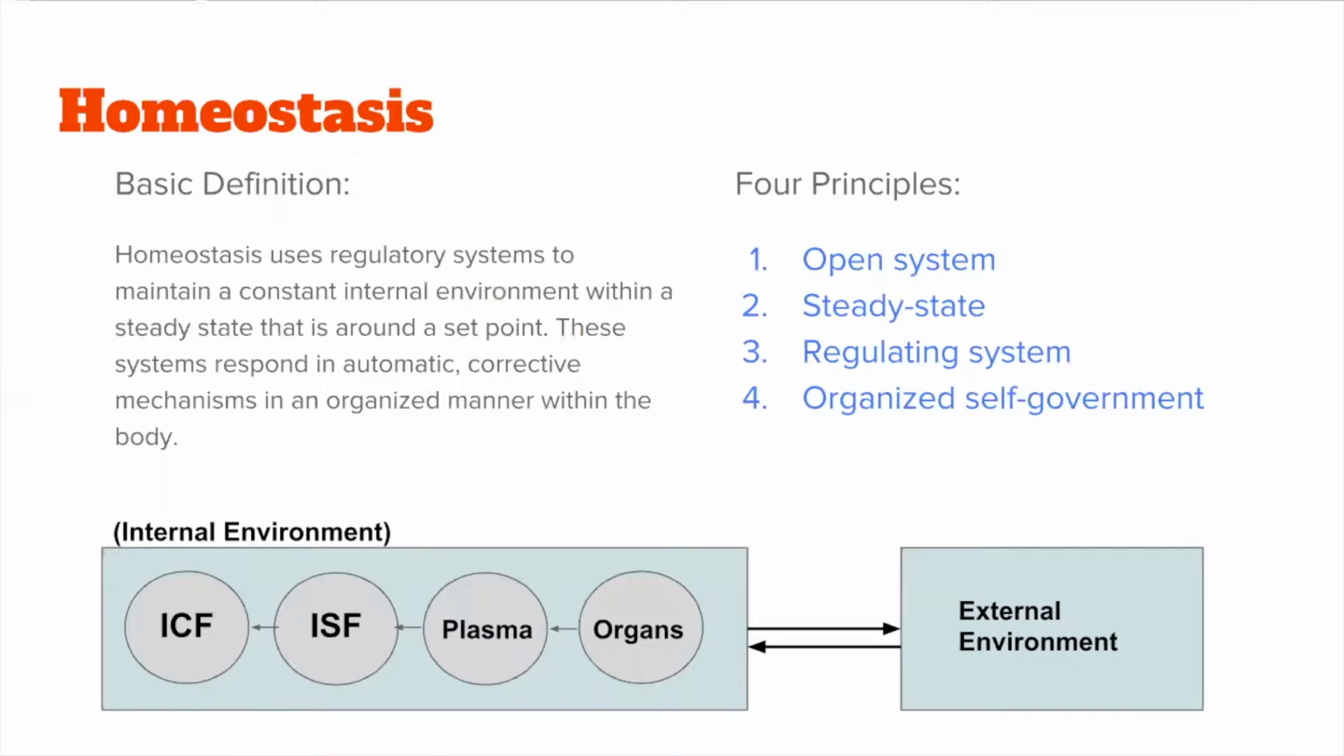Homeostasis describes the way our body maintains a constant internal environment despite external changes. Homeostasis is based on four principles: 1, an open system, such as our body, requires mechanisms to maintain constancy. 2, steady state conditions require that tendency towards change is met with factors that resist change. 3, the regulating system that determines the homeostatic state consists of many operating systems acting simultaneously or successively. And 4, homeostasis does not occur by chance, but is the result of organized self-government.